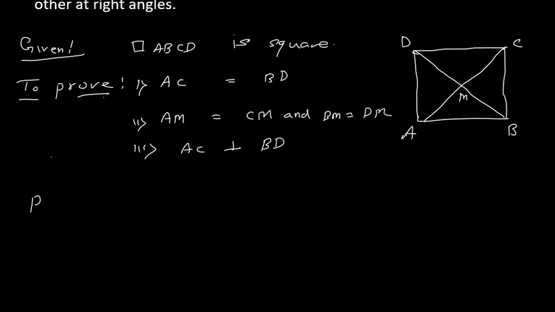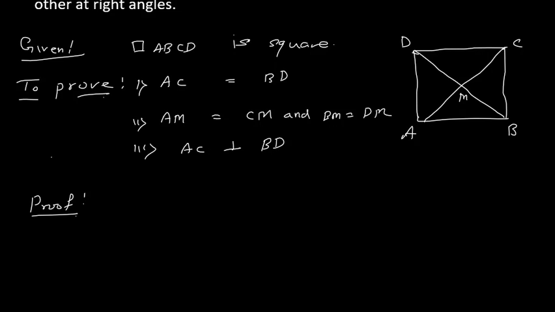So proof, you can do this quickly by considering that all squares are rhombuses, and the property of a rhombus is that diagonals are perpendicular bisectors of each other. So it is a one line answer. Only you have to prove that diagonals are equal. Or if it comes for 3 marks or 5 marks, then don't assume the property of rhombus. You just prove that AM equal to CM, BM equal to DM, and AC and BD are perpendicular, that is, angle AMB is 90 degrees.